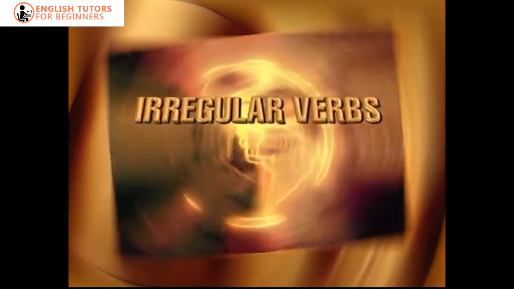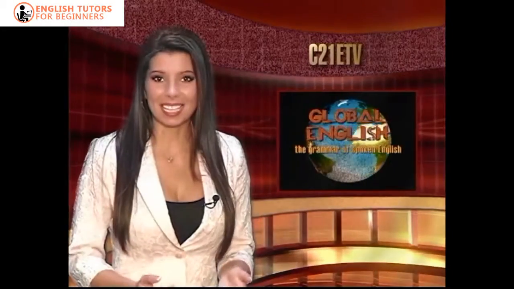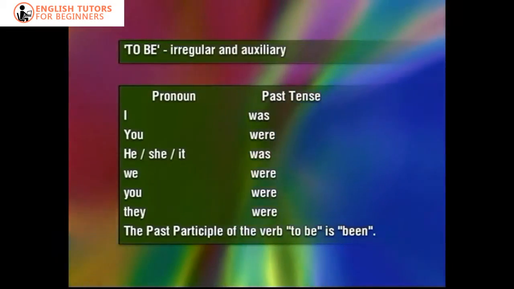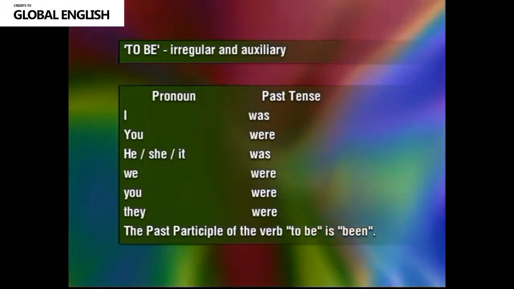The most important irregular verbs that also act as auxiliaries are to be, to have, and to do. To be may seem a little tricky because its past tense forms change depending on the subject. Its past participle is been. To be, irregular and auxiliary.